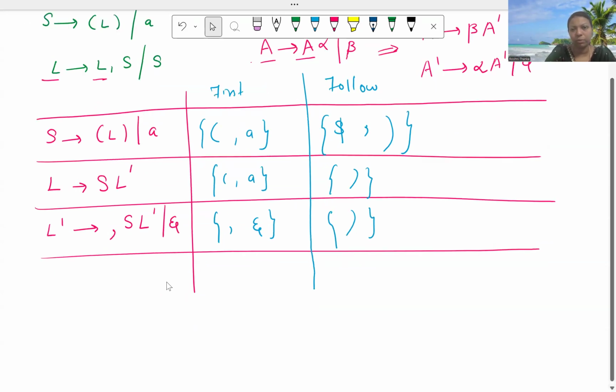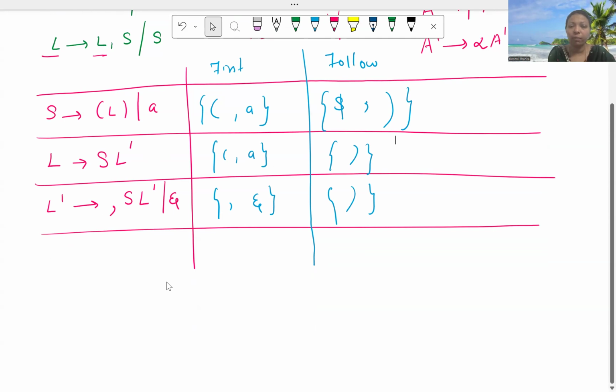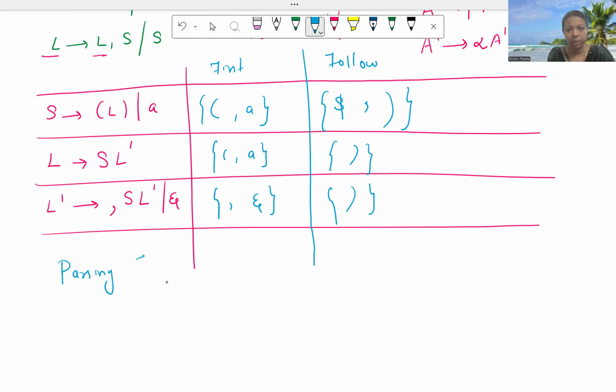After that, by using this first and follow, we have to construct the parsing table. That is a very important thing. This parsing table helps the predictive parser to take the decision. In the table, you write row-wise all the non-terminals, L, L dash. And in the columns, you write all the terminals. What are the terminals we have? We have dollar, which is there by default, and then open parenthesis, close parenthesis, a, and comma.